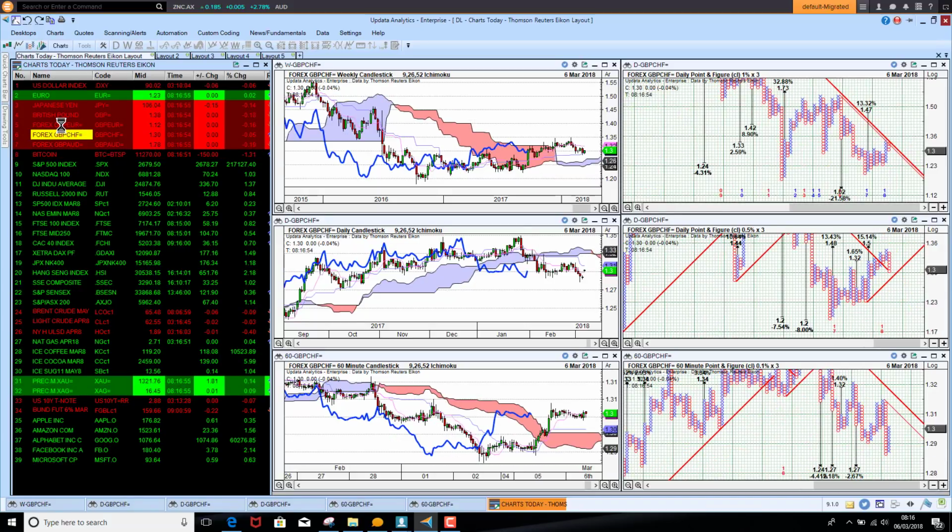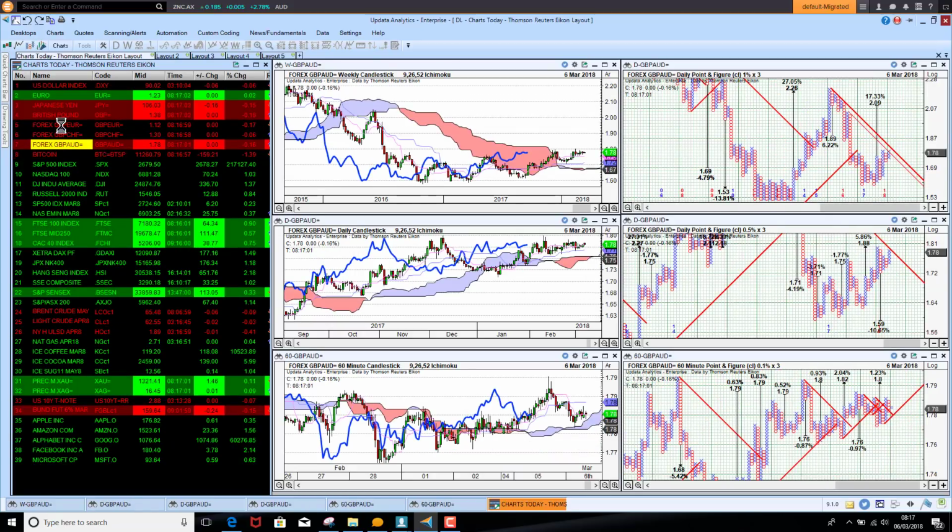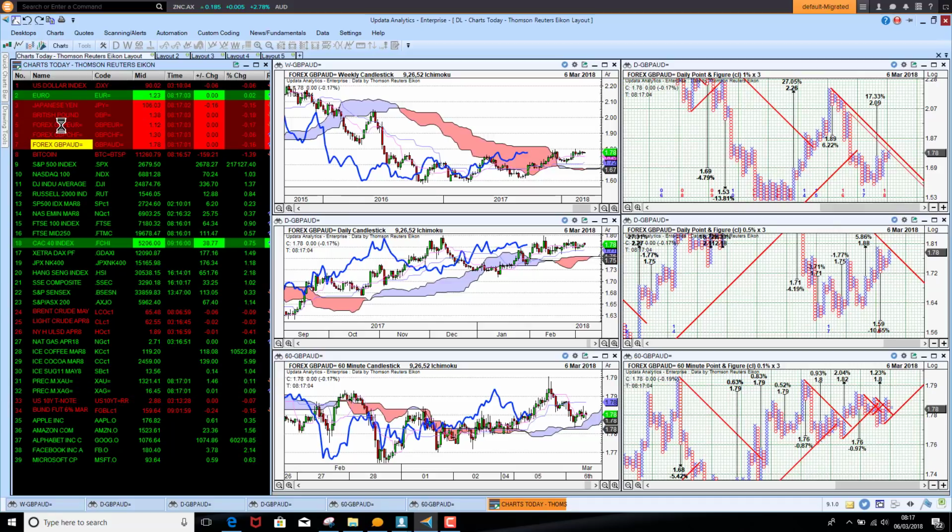Against the Swiss franc, we're just recovering slightly, and against the Australian dollar, we are bullish above the cloud. We do have targets to about 1.8%, so that's 182 to 180, so anywhere between 1 and 2% upside there.